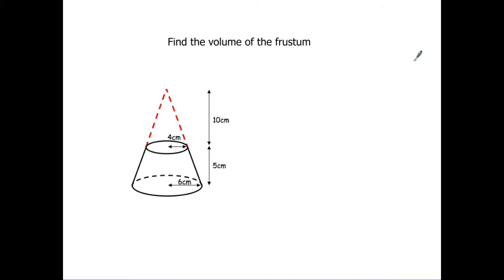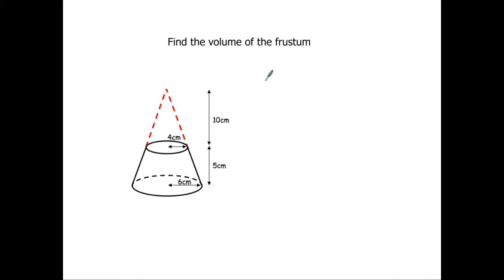Find the volume of the frustum. That's referring to this large black object at the bottom here, which has effectively had the top part of its cone chopped off. So to find the volume of this, we're going to find the volume first of all of the whole cone, and then just take off this bit at the top.